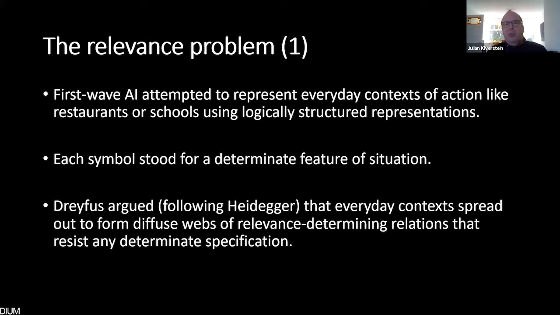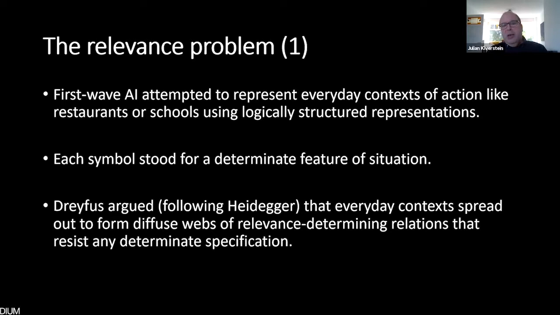So Dreyfus was drawing on Heidegger's analysis of the worldhood of the world in Division One of Being and Time, where Heidegger describes how the world is made up of ready-to-hand entities that we perceive in terms of the possibilities for action that they offer to us. And nowadays, we would think of this in terms of affordances, drawing on the work of James Gibson in ecological psychology. And these ready-to-hand entities enter into very complex networks of relations with each other that humans, because of the skills that they acquire through socialization, know their way around as experts.